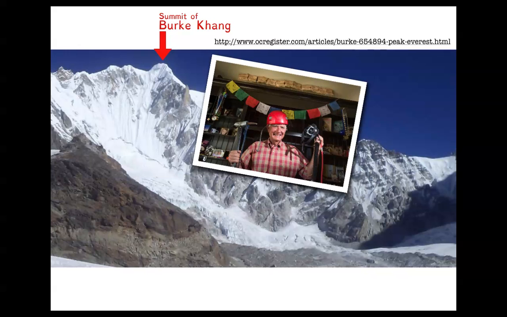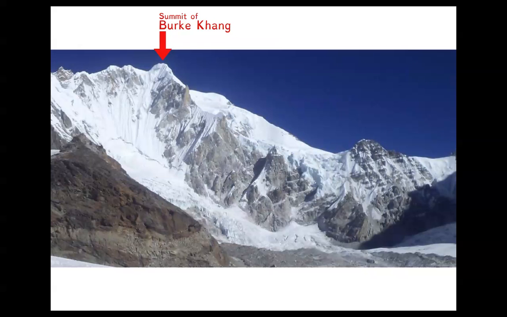Now, you can read more about that at this link right here if you want to, but what I want you to know about the summit of this mountain is that it reaches a height of 6,942 meters, which is 22,775 feet. But I also want you to know that there's something interesting about this mountain peak. Nobody has ever climbed it.